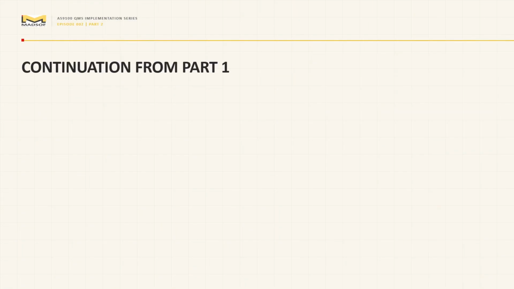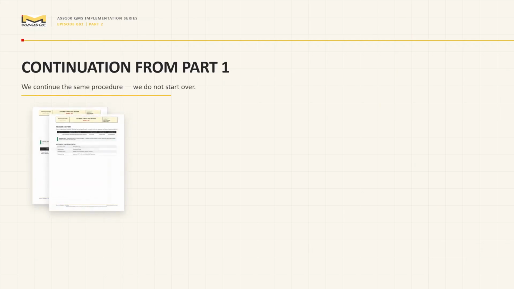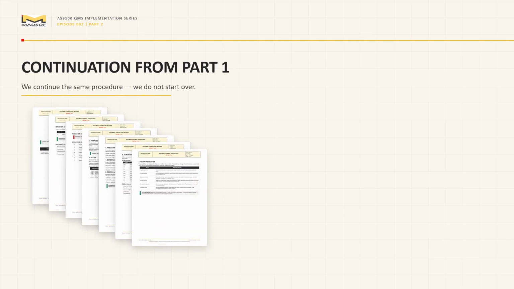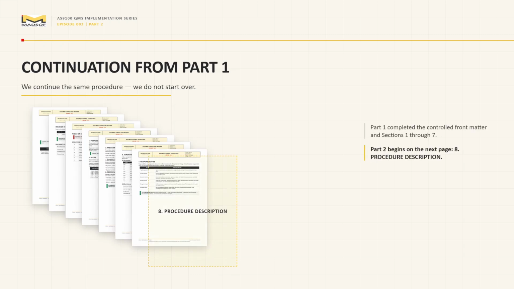Before we move forward, let's reconnect this lesson to part 1. We already created the controlled front page, revision history, purpose, scope, supporting documents, acronyms and definitions, and responsibilities. Now we begin section 8, where those foundations become practical operating rules.